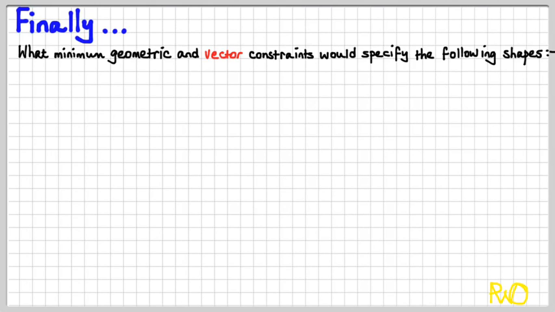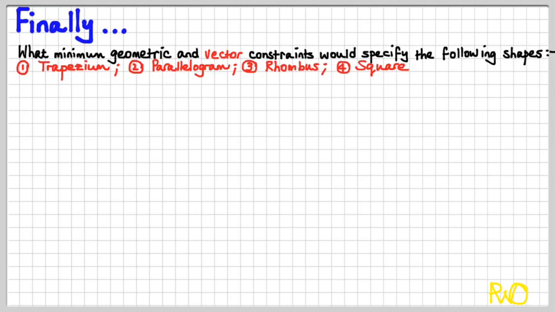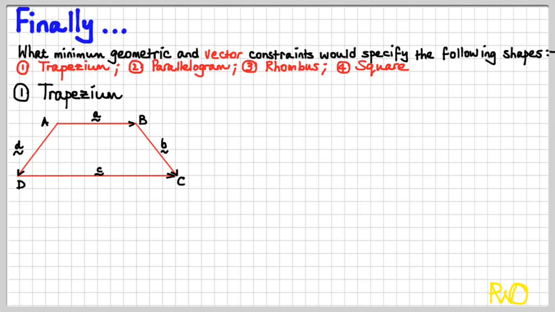So now here comes the brain buster for you. I'm going to ask you what minimum vector constraints would be necessary to specify the following shapes. I'll give you the geometric and you have to come up with the vector. I want you to pause the video once you've got all the options A, B, C, D, and E. They're multiple choice questions and I want you to work out which one is the one. I've deliberately made them tricky, so you've got to be jolly careful. Okay, we're going to do a trapezium, a parallelogram, a rhombus, and a square. We'll do this one together just to get you the idea.